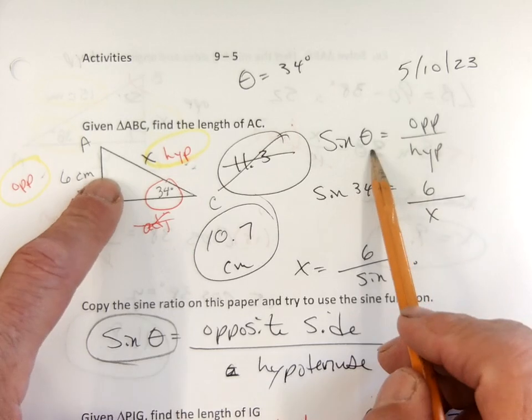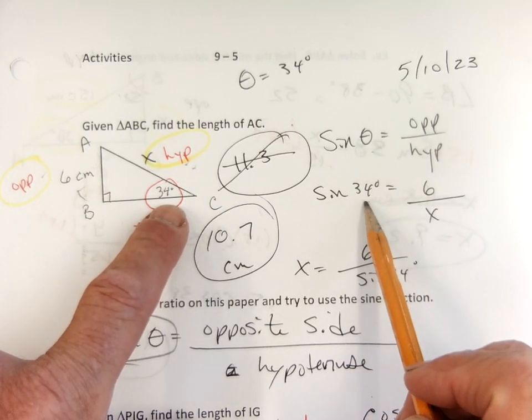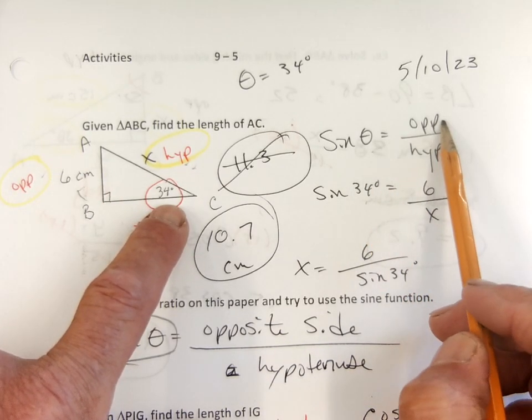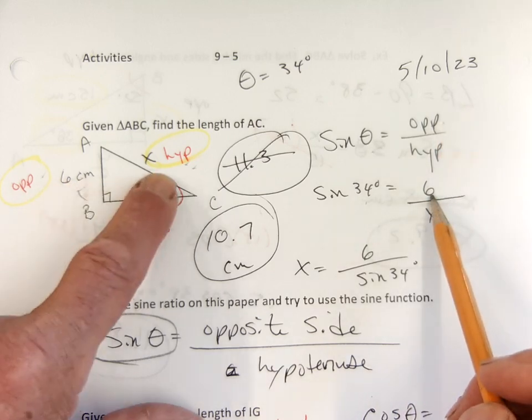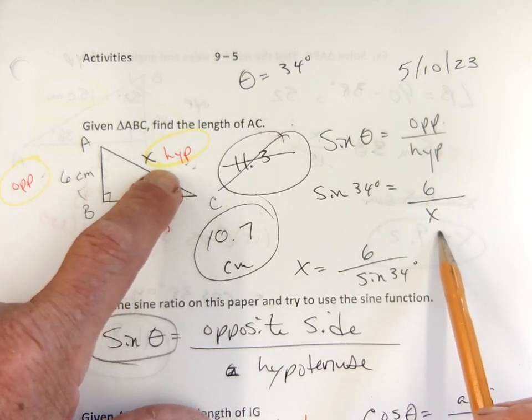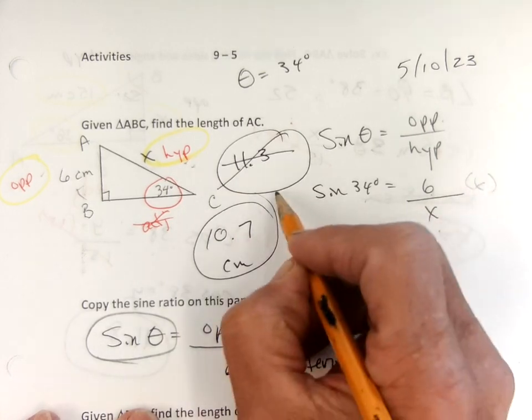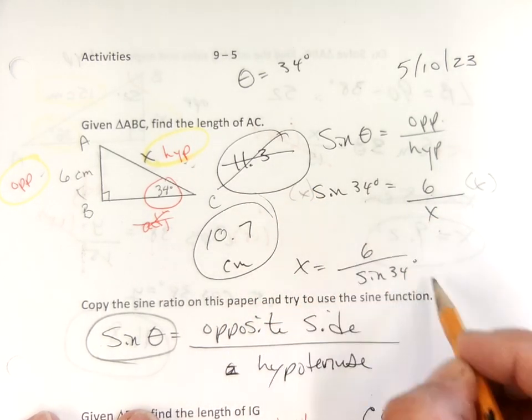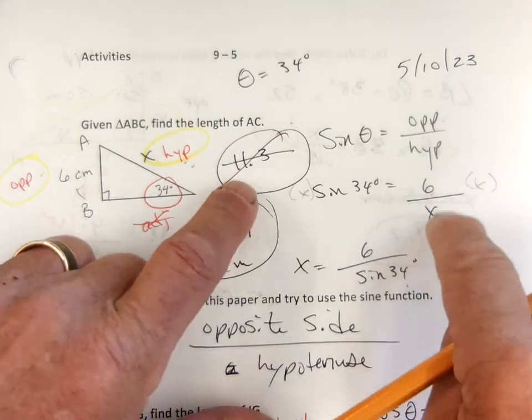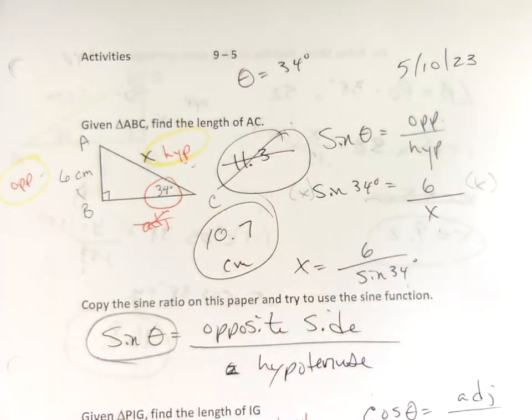So sine of theta, and theta is my angle, 34 degrees, is equal to the opposite side, which is the 6, over the hypotenuse, which is x. So I just need to solve. So cross multiply, bring the x up, multiply both sides by x, and then I divided by sine of 34. So anytime the variable's on the bottom, you just really kind of switch places with them.